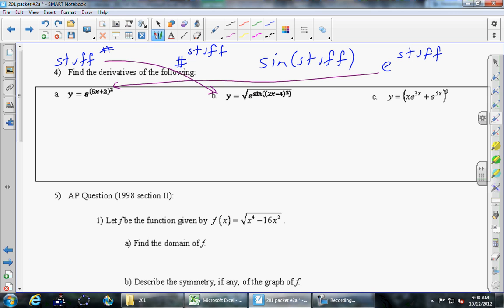That is also stuff to a power. You're going to see stuff to a power come up over and over and over again. So this is the first task, is to identify what the basic rule is. So I think we've got that done. And let's see if we can start applying it.